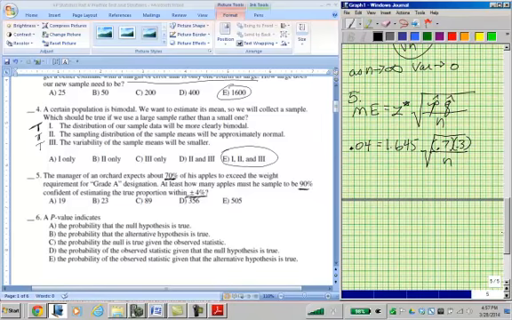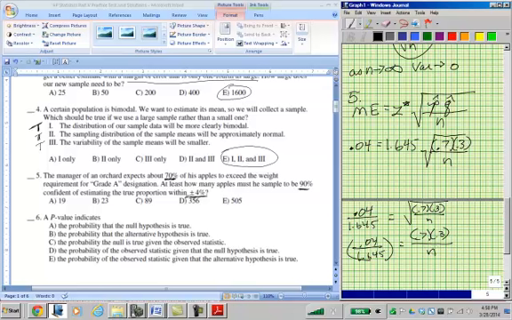So we're going to do some algebra here. First we'll divide both sides by 1.645. So 0.04 divided by 1.645 equals the square root of 0.7 times 0.3 over n. Now we're going to square both sides. We want to get rid of the radical. So (0.04 divided by 1.645) squared equals 0.7 times 0.3 over n.